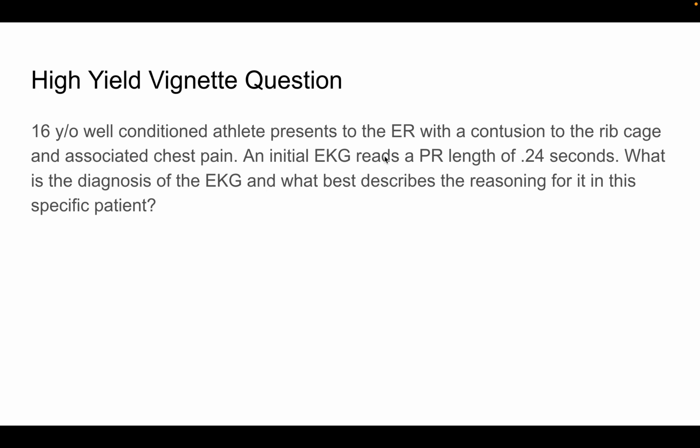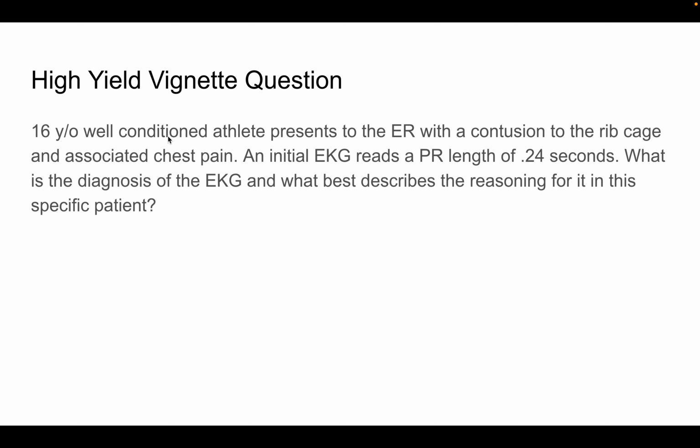And it's saying that this EKG shows an increased PR length of 0.24 seconds. What's our normal PR length supposed to be? It's supposed to be under 0.2 seconds. This one is a little higher. So you have a first degree heart block. That's your diagnosis. Well, what best describes the reasoning for the first degree heart block in this specific patient? So this is kind of a two-part question, right? You get the diagnosis, and then they want the reasoning why. So the answer choice would be, you have a first degree heart block and then an explanation for why it's a first degree heart block in this specific patient.